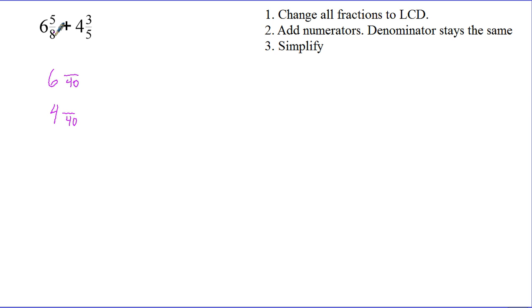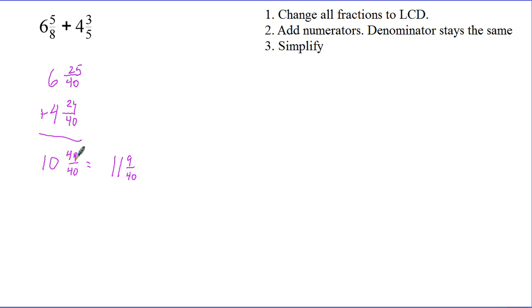So to jump an 8 to a 40 is a times 5, so this becomes 25/40. And then jumping a 5 to a 40 is an 8. 8 times 3 is 24. And again, when I add these together, I'll get 10 and 49/40, which is the same thing as 11 and 9/40.